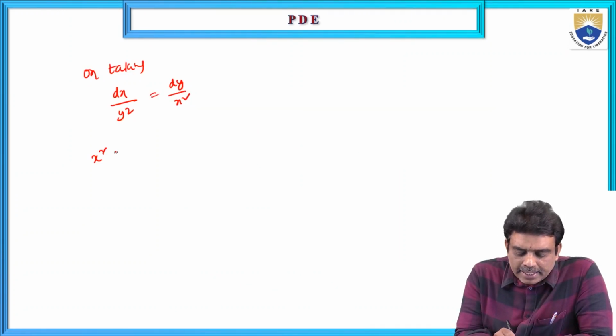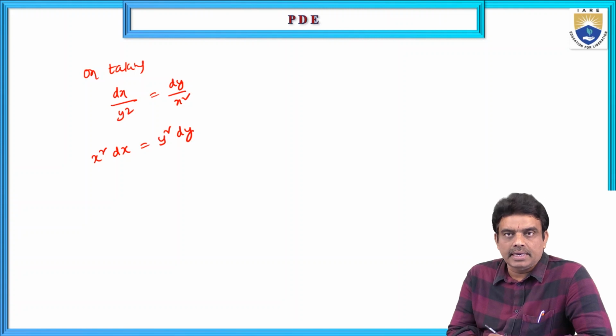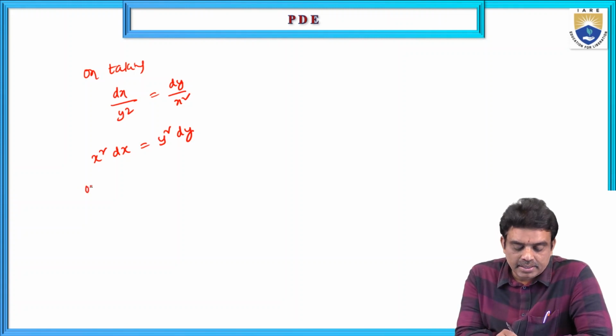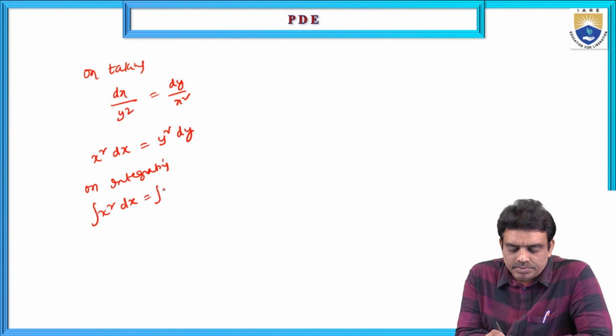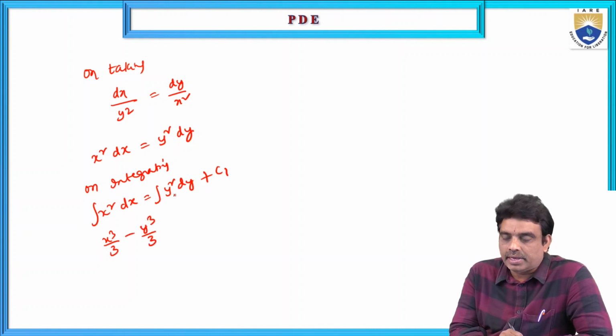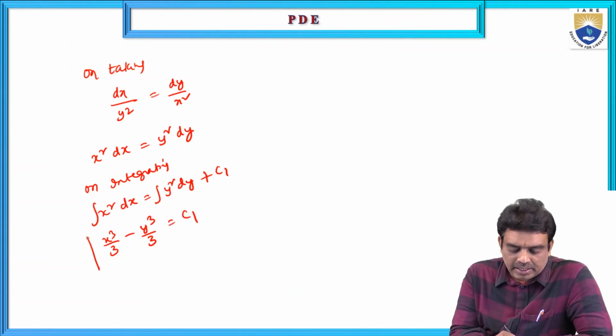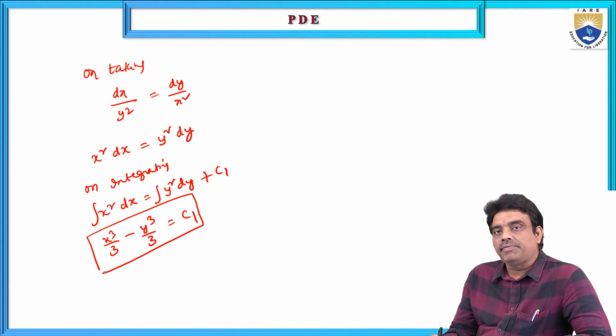On cross multiplying, x square dx is equal to y square dy. x variables on dx side and y variables on dy side. So I'm integrating. Integral x square dx is equal to integral y square dy plus c1. Or x cube by 3, integral y square dy, y cube by 3 on right and left side it is minus y cube by 3 is equal to c1. This is the first solution.